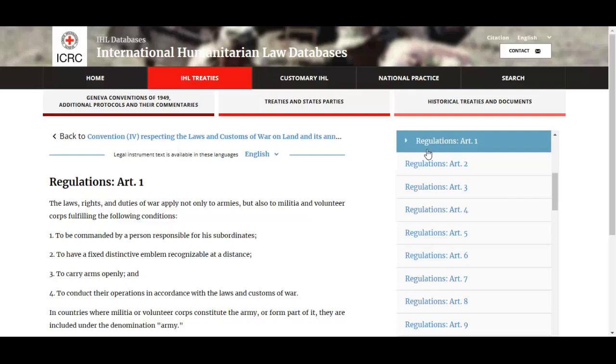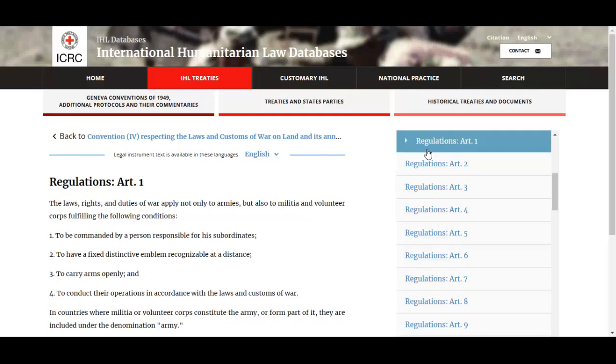1. They must be commanded by a person responsible for his subordinates. Note the word his. 2. They must have a fixed, distinctive sign recognizable at a distance. 3. They must carry arms openly. So what is it to bear arms? What is a call to arms? 4. They must conduct their operations in accordance with the laws and customs of war.